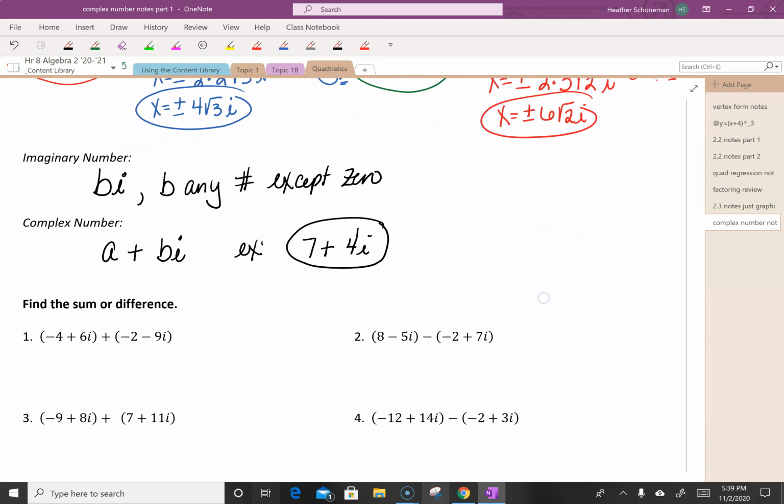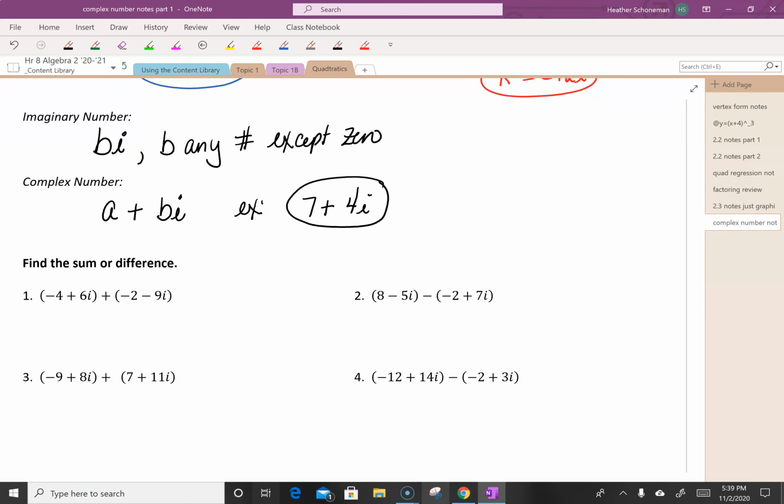Now what we're going to do for the rest of these notes is just add and subtract complex numbers. We're going to do a lot more and a lot more in depth following class. Okay, so on number 1, because I'm just adding these two things, all I need to do is combine like terms. And if you think of these i's as being x's, like when you did in Algebra 1, same thing. -4 and -2 is -6. 6i and -9i, well, they're opposite signs, so I subtract, take the sign of the bigger number, -3i.